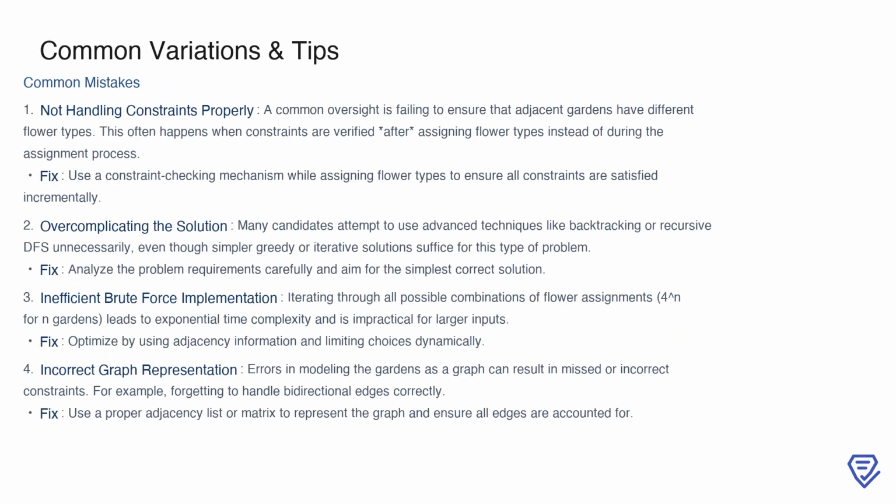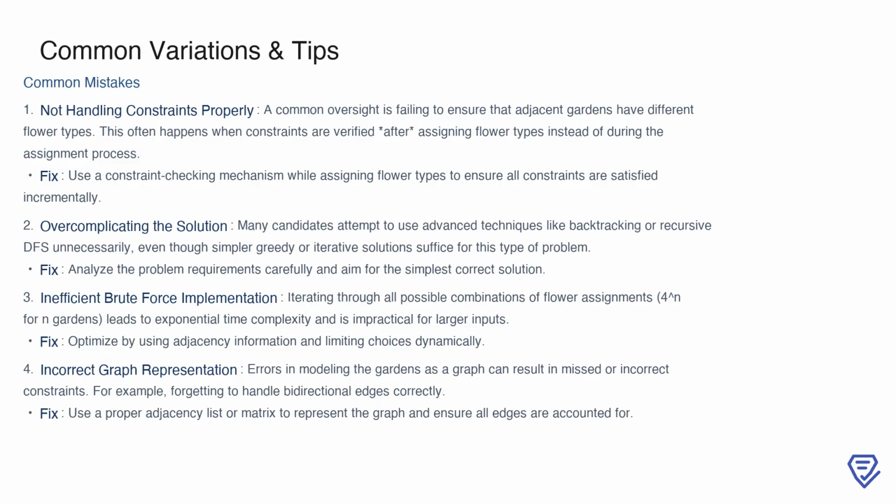When solving the flower planting with no adjacent problem, there are several common mistakes to watch out for. First, one of the biggest issues is not handling constraints properly. This happens when adjacent gardens are assigned flower types without ensuring they are different, often because constraints are only checked after the assignment. The best approach is to use a constraint checking mechanism during the flower assignment process to ensure that each step maintains validity incrementally.